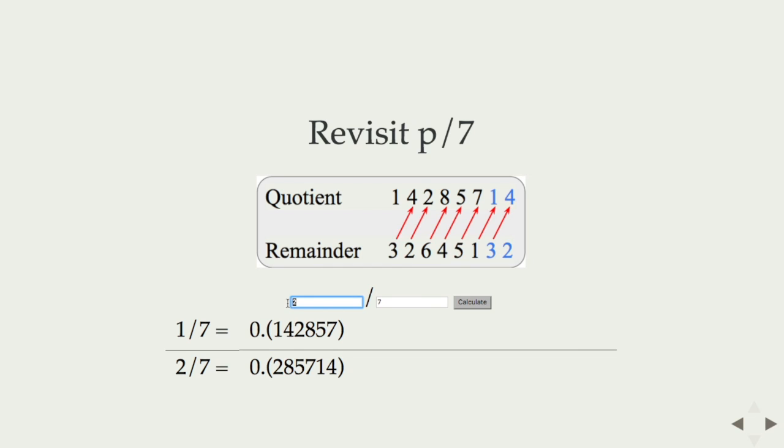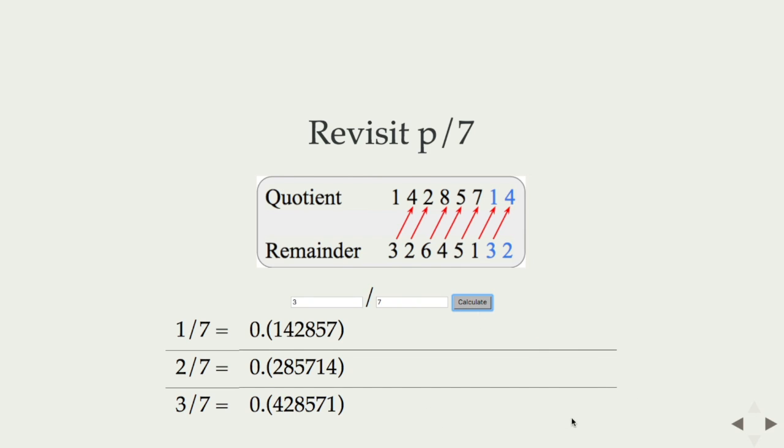Now, why don't you think about what 3/7 is? In that case, if the remainder is 3, the quotient is going to be 4. So you know that it's going to start from 4, 2, 8, 5, 7, and then up to 1, because the 4 is repeating. So let's try that.